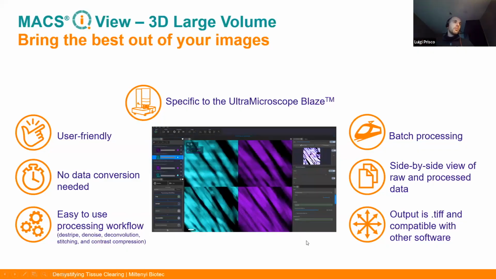The second development that we launched, and by the way, these 2 new products have been on sale for 2 weeks, is a dedicated software for the UltraMicroscope, the MaxIQ View 3D Large Volume. This software has been designed specifically to handle data coming from the UltraMicroscope Blaze. It reads directly what the microscope is acquiring, so you don't have to do any file conversion, no waste of time there. It's also able to do batch processing. In particular, you have a series of algorithms that you could run your samples on: destriping, denoising, deconvolution, stitching, of course, and contrast compression.